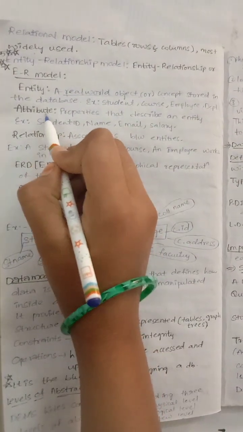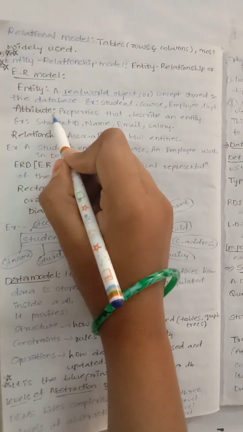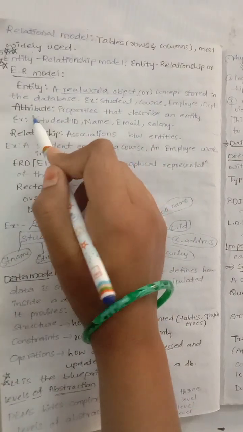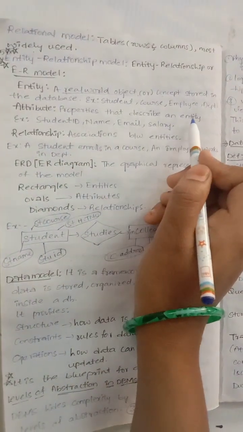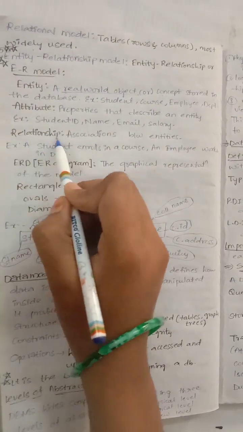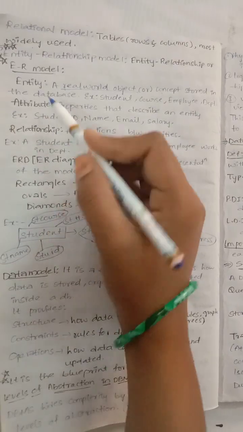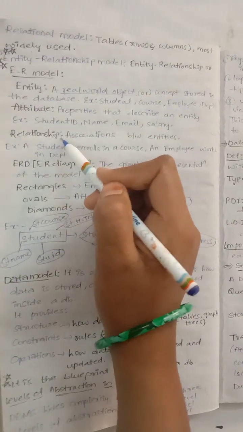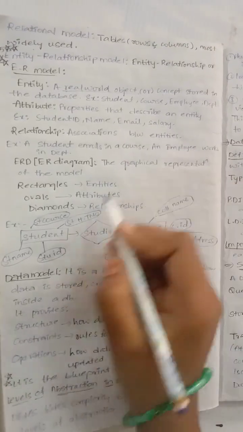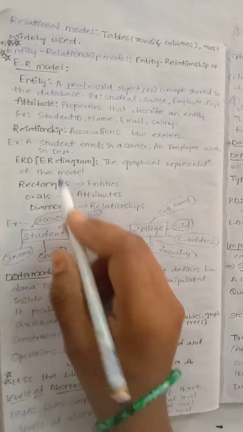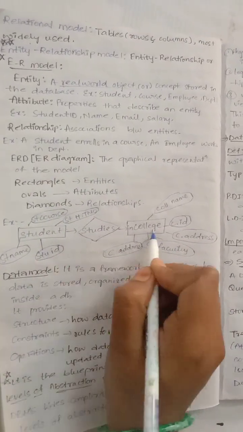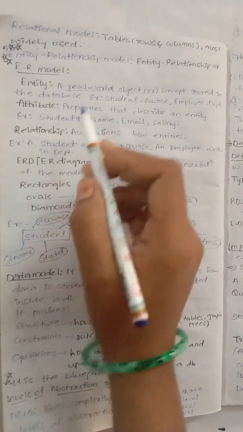Another concept is attribute. An attribute is a property of an entity. It describes the entity. Properties that describe an entity are known as attributes. Another concept is relationship. It describes the association between two entities. These are two entities, and a relationship is denoted by a rhombus shape. It describes the relation between two entities.